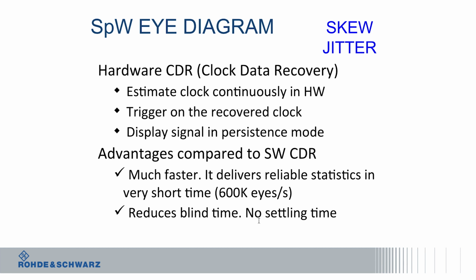Eye diagrams are very much used on high-speed communication because it's a combined indication of skew and jitter. This scope has a hardware clock data recovery. It estimates the clock continuously in hardware, triggers on the recovered clock, and displays the signal in persistent mode. It's much better than a software CDR because it's faster and because it delivers reliable statistics in a very short time, and also it reduces blind time.